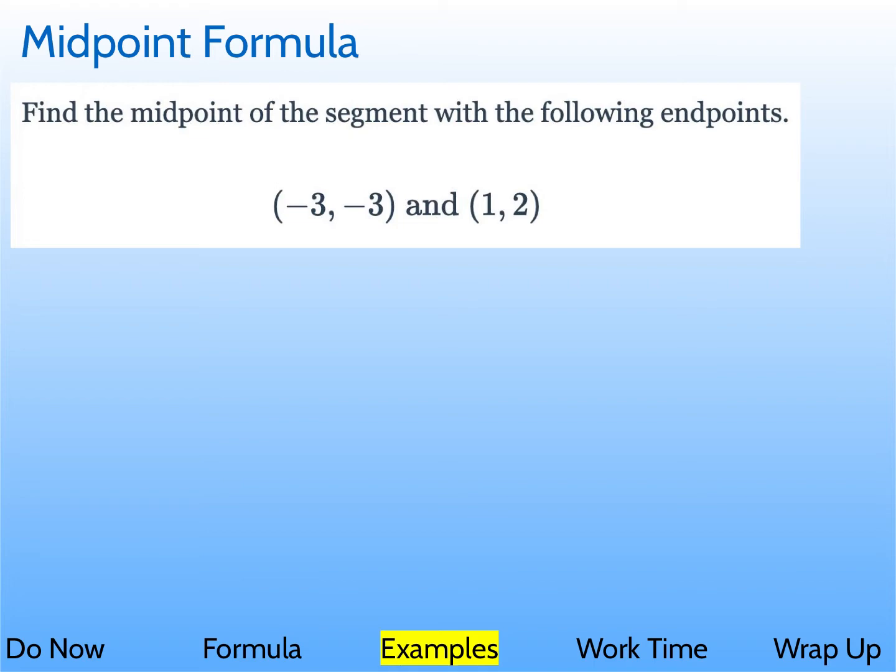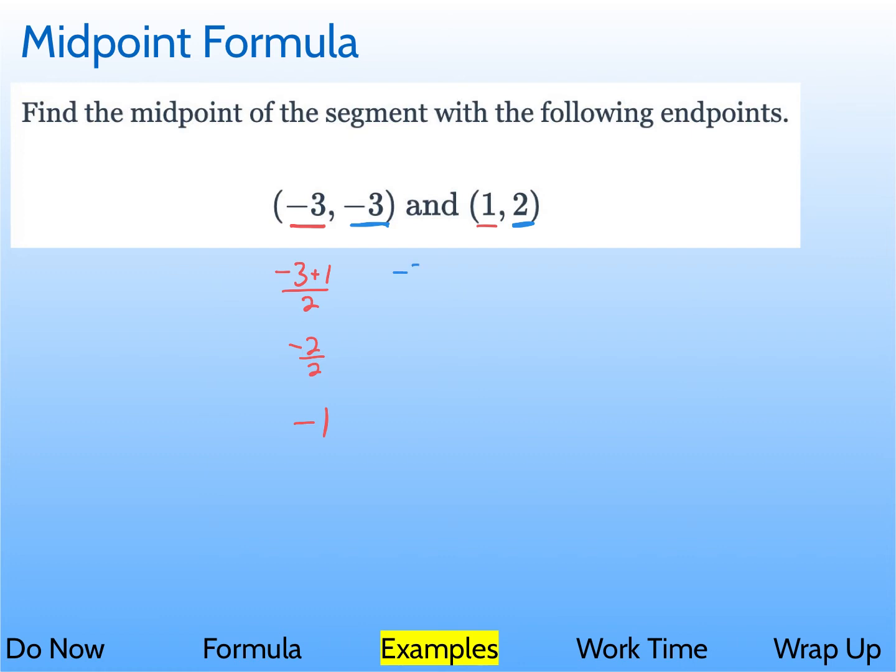So with this one, let's look at the x coordinates here and find the middle. We're finding the midpoint of these. So we have -3 and 1. Well, let's see. -3 plus 1 divided by 2. Well, -3 plus 1 is -2. Divided by 2 is -1. Great.